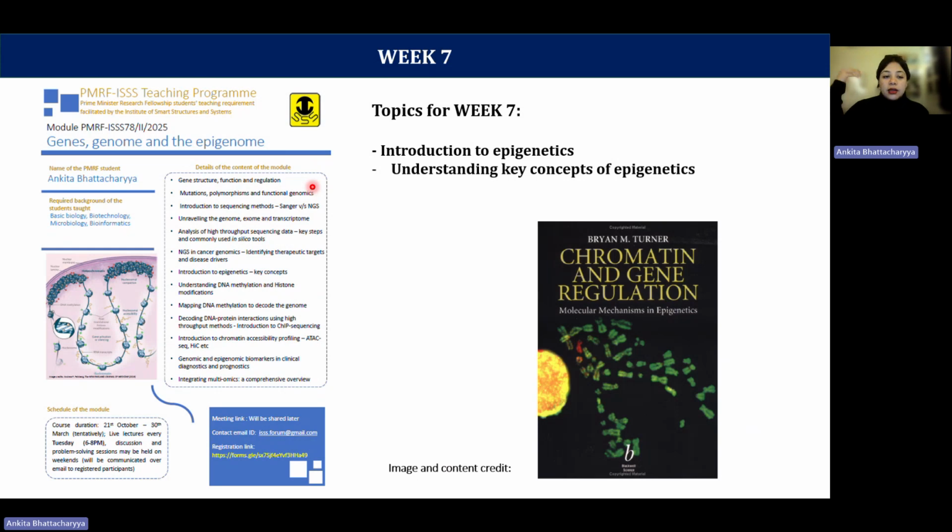And then we moved on to the topic of unraveling the genome, exome, and transcriptome, where we discussed in depth the pipeline used for whole exome sequencing, and we briefly understood the differences between whole genome, whole exome, and transcriptome sequencing, and how you can use different strategies based on the question in your hypothesis that you're trying to address. From there, we took a little bit of a detour because we had a lot of classes which discussed these sequencing methods and their analytical tools.